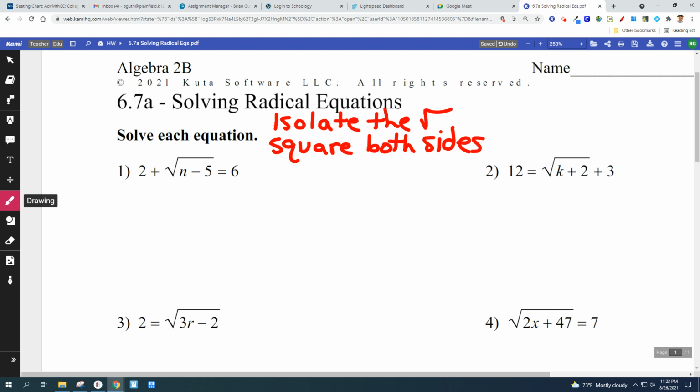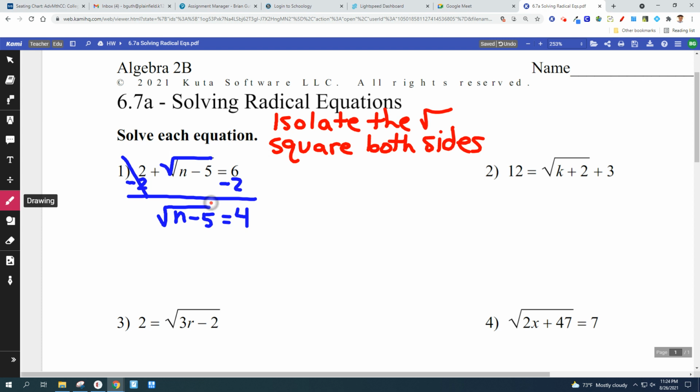Number 1, we want to isolate the radical. I mean, get it by itself. And so what we want to do is get rid of this 2. So I'm going to subtract 2 on both sides. Doing that cancels out 2. 2 minus 2 is 0, so that's gone. I'm left with the square root of n minus 5 equals 6 minus 2 is 4. So I have the radical by itself on one side. Isolate the radical. That's what I wanted.